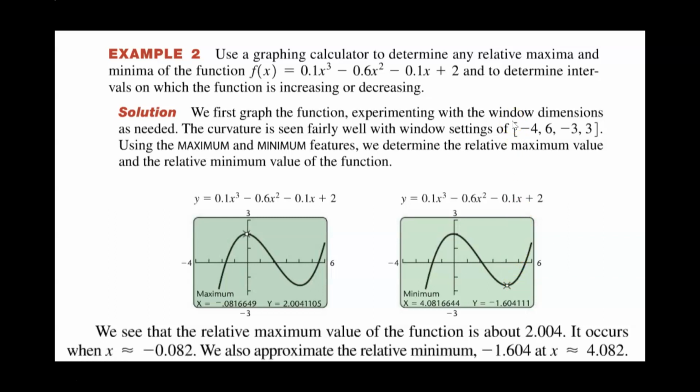So if you look down at the answers, it says at the approximate -0.082, we have the maximum value at 2.004, and then at 4.082, we have a relative minimum at -1.604. So if you don't mind, if you want to go ahead and put that in your calculator, give it a try for practice purposes. Remember to hit window and set these so you can see the graph perfectly placed inside of your window screen.